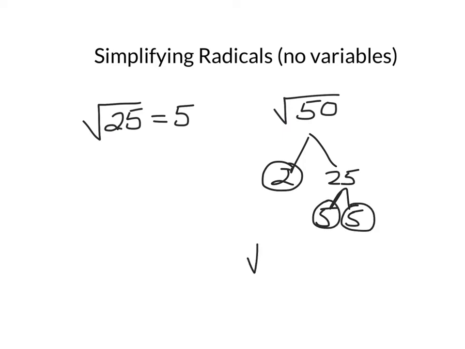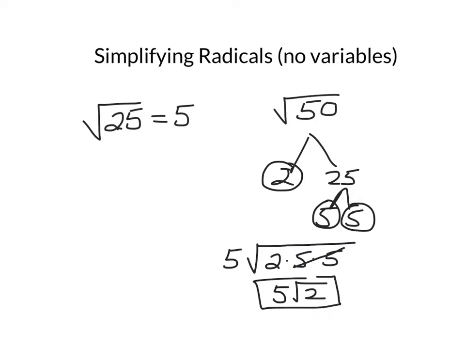Then I'm going to put those numbers under the radical, and I'm going to put them in numerical order. So I'm going to start with the 2, then times 5, times 5. Well, I look at this, and 5 times 5 is what? 25. And so we know that the square root of 25 is 5. So I'm going to put the 5 out here. That is as far as I can simplify it. So here is the simplified answer for the square root of 50.